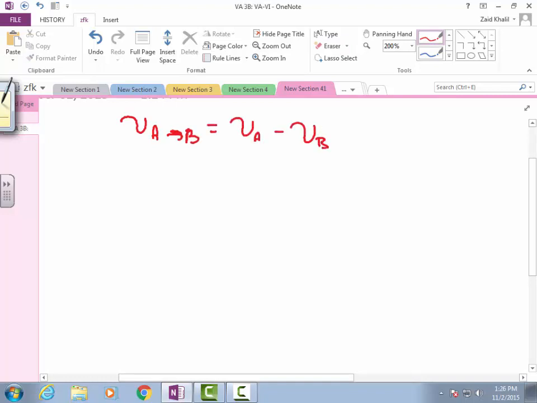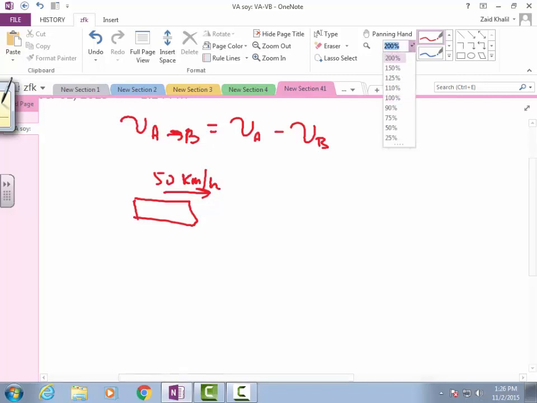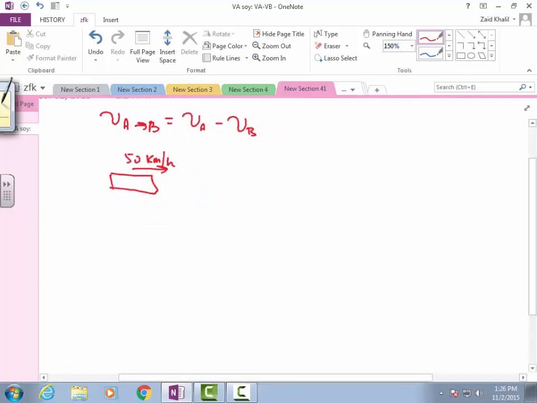So let's take a fairly simple but general situation. You have a car, right, that's moving to the east at, say, 50 miles per hour or kilometers per hour. And you have another car that is, I don't know, south of it, that's heading north at 70 kilometers per hour. And let's call this car A, and we'll call this car B.